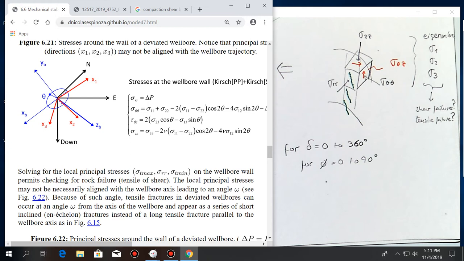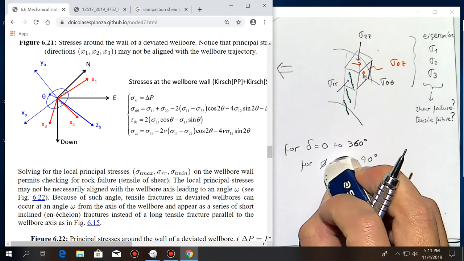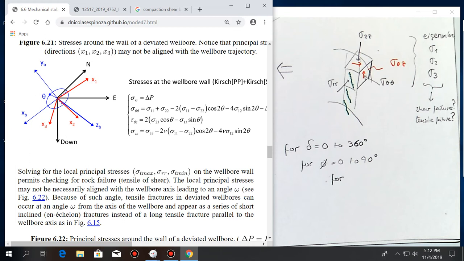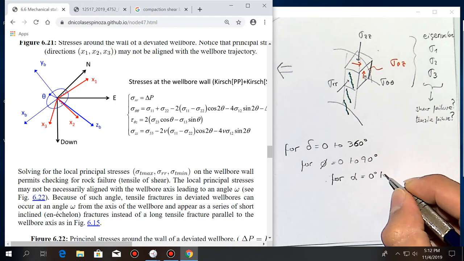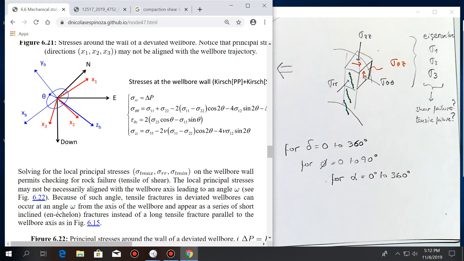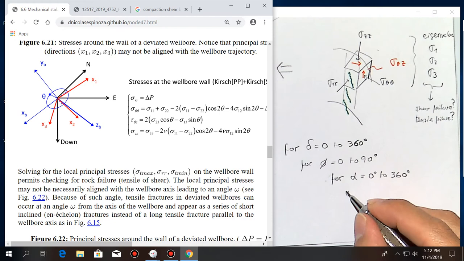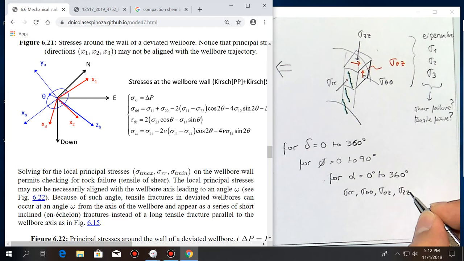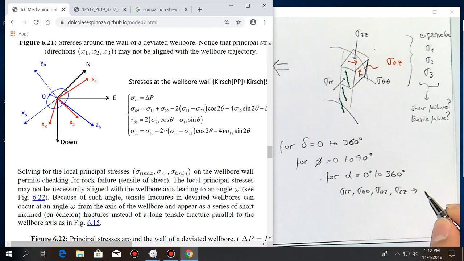You can calculate, there's one more loop here. I'm going to go around the wellbore, and let's call that angle alpha, for alpha from 0 to 360, and that would mean around the wellbore, you calculate sigma rr, sigma theta, sigma tau z, and sigma cz, all from that equation that you see over there. From those, you calculate sigma 1, sigma 2, and sigma 3.